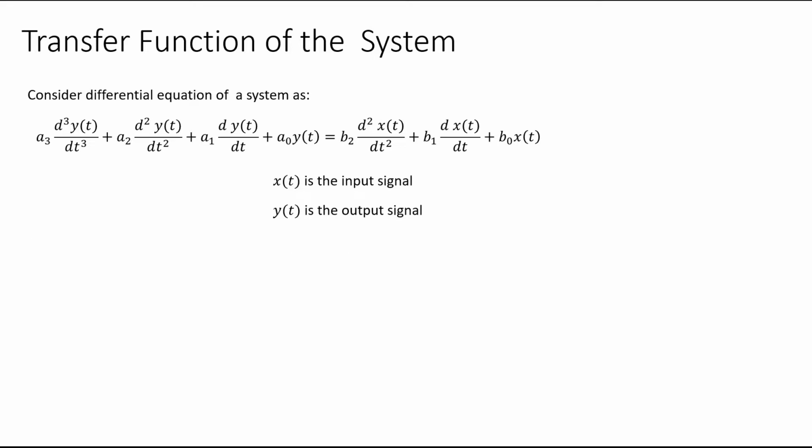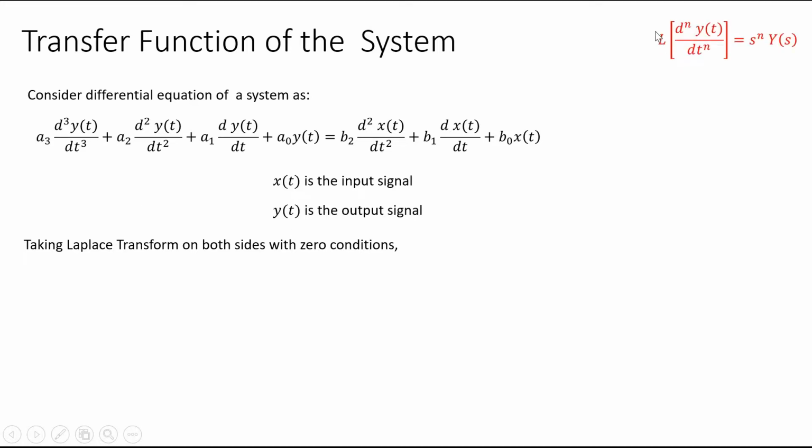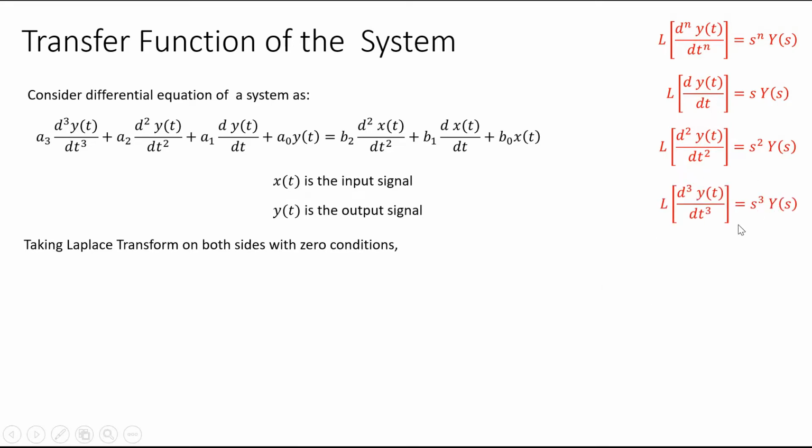So for finding the transfer function, we can take the Laplace transform on both sides with zero initial conditions, meaning without any initial conditions. Without any initial conditions, the Laplace of the n-th derivative is s raised to n times y of s. We neglect the initial conditions because, in order to find the transfer function, we have to take the Laplace without initial conditions. So L of d by dt of y of t will be equal to s into y of s, and similarly for second order and third order differentiation.